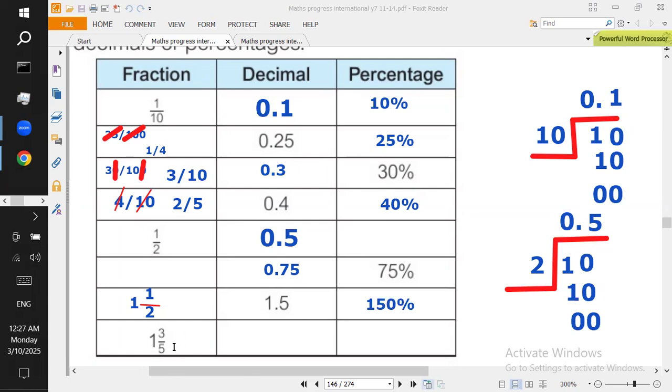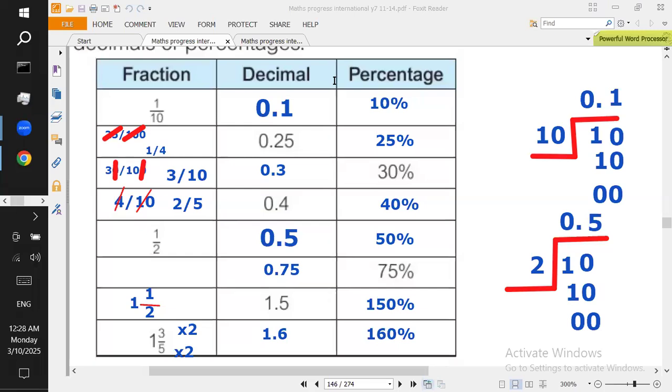Here, 1 and 3 over 5. Now, I need to turn this into, sorry about this, I didn't do this, 50%. So this one, 1 and 3 over 5. I want to turn this denominator into 10. So I'm going to multiply by 2 here. Same thing, I'm going to multiply the one on top by 2. So it's going to be 1 and 6 over 10, which means 1.6. And when you multiply by 100, it's 160%. And this is how you turn between fractions, decimals, and percentages.